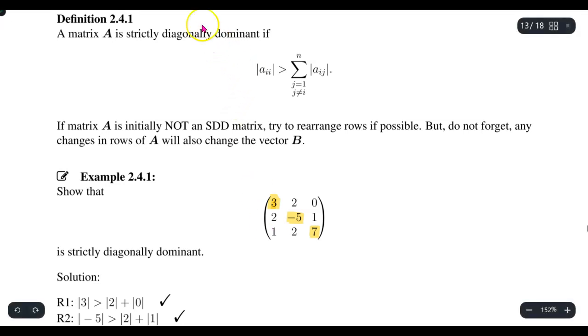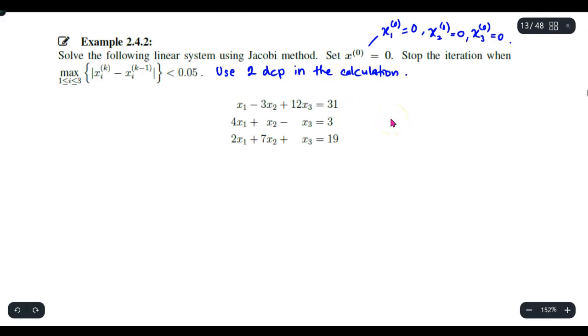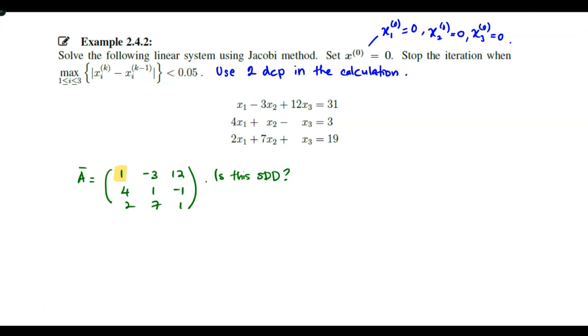It's very simple. Now back to our problem just now. Given the system in that form, if we take out our A, initially A is 1, -3, 12; 4, 1, -1; 2, 7, and 1. Is this an SDD matrix? If it were, the diagonal at row number 1 should be greater than the summation of 3 and 12, which is not the case. The same for row number 2: the diagonal is 1, so it should be greater than 4 plus 1, which is also not the case. At row number 3, 1 should be greater than 2 plus 7. So clearly, this is not an SDD matrix yet.